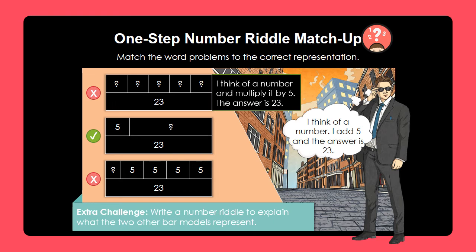And for the last one, I think of a number and I add 20. The answer is 23. What was my number? So I added 20, 23 minus 20, and what do we get? Well done if you managed to work those out.